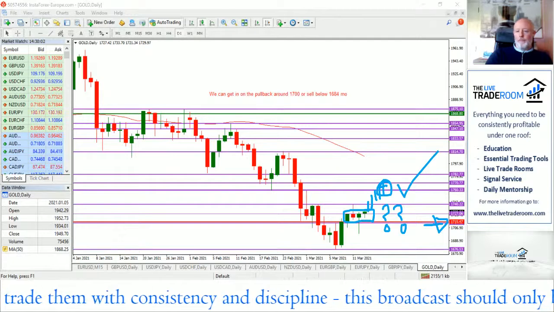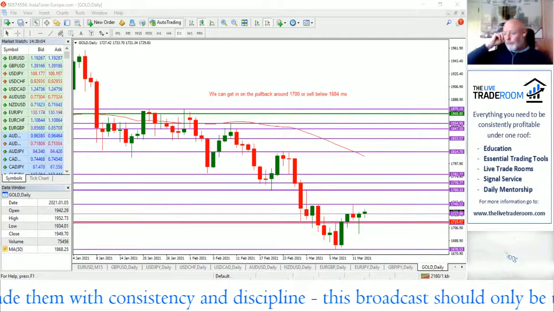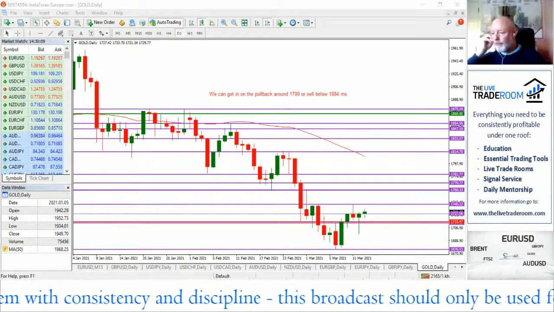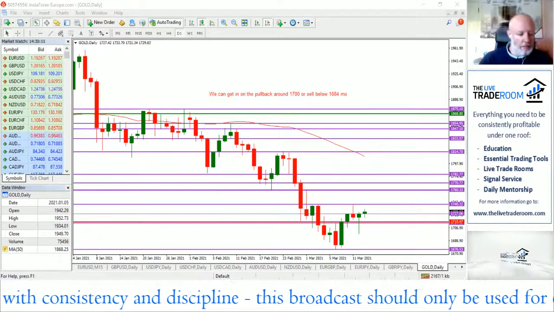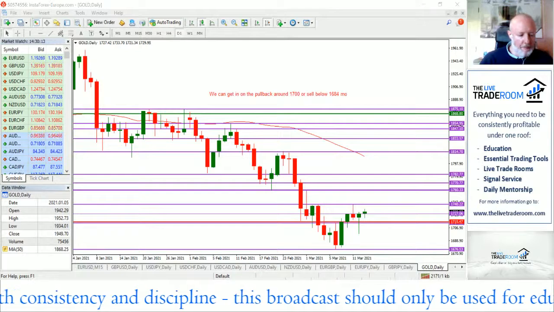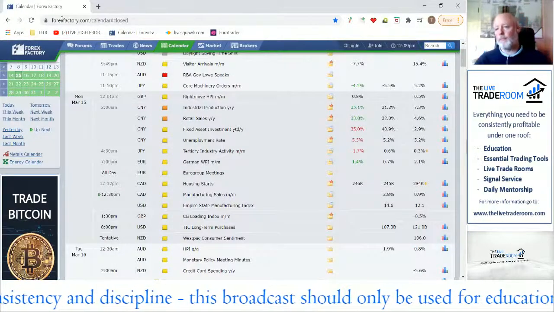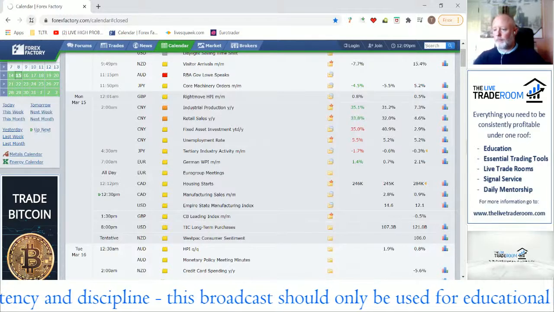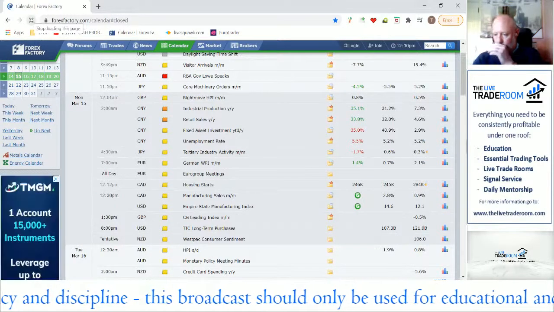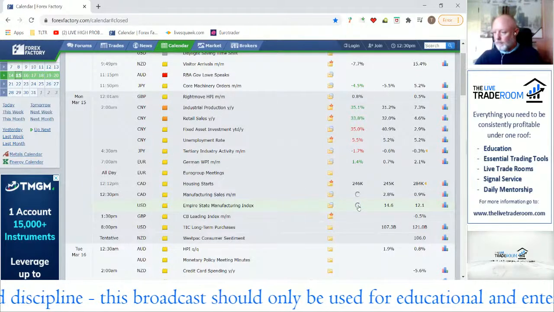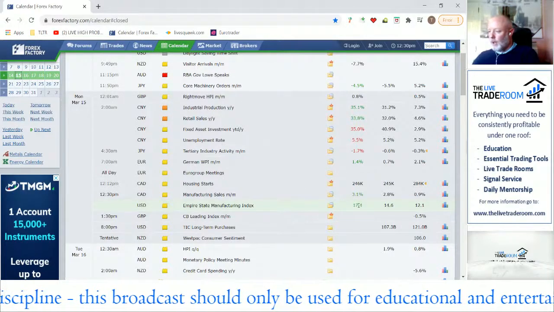17.4 for the Empire Manufacturing, and into Canada, manufacturing sales at 3.1%. Again, out of the US, Empire Manufacturing at 17.4. We'll just have a quick look at that. Expected 14.5. With the breakdown, the new orders index at 9.1, prices paid at 64.4, the employment index at 9.4, and 6-month business conditions index at 36.4. Into Canada, the manufacturing sales at 3.1%.